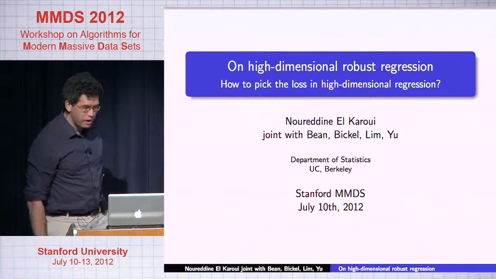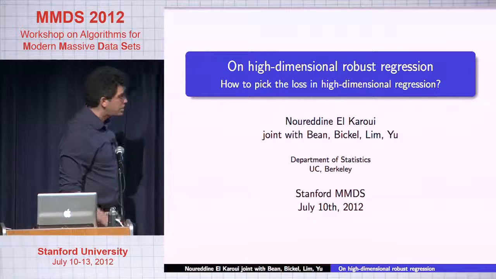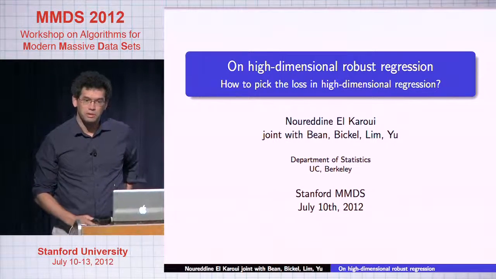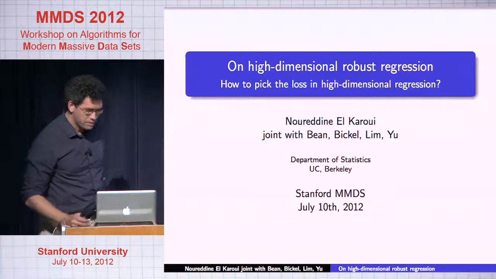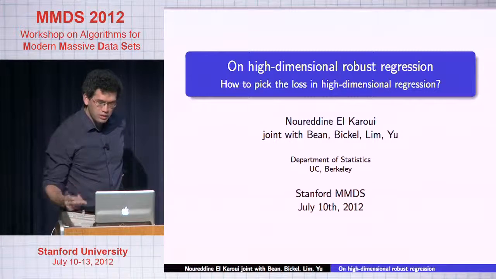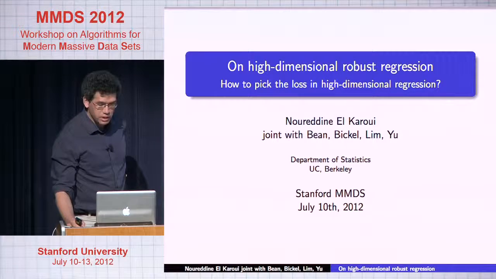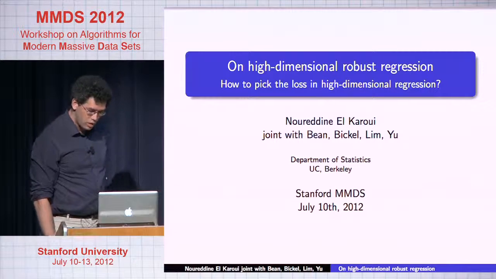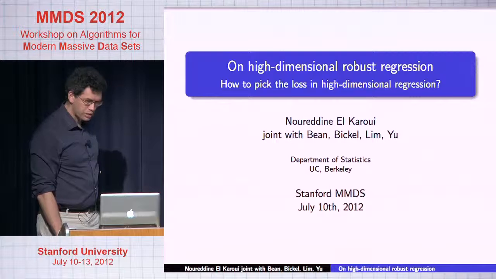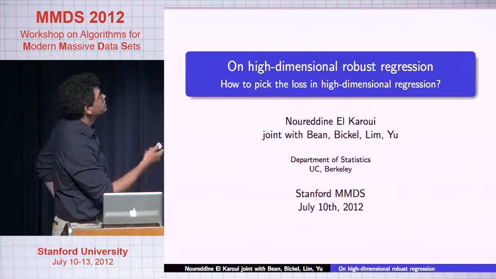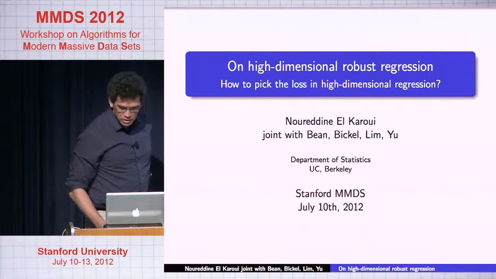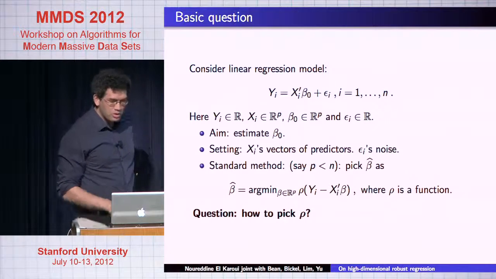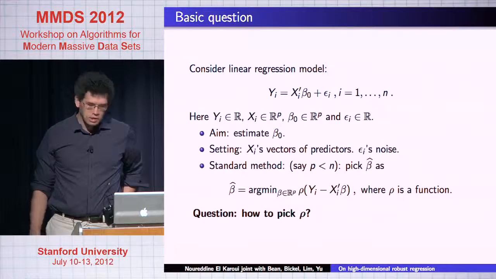So I'm going to talk about high-dimensional robust regression, and essentially it's a way to revisit some very classical problem in statistics, but that perhaps gives us A, some insight about what to do when we have high-dimensional data, and B, some insight on old classical problems, even in the low-dimensional case. Okay, and we'll see how to pick the loss in high-dimensional regression, which seems simple, but perhaps is a bit surprising. Okay, so the first thing I'll do is just set up the notation.